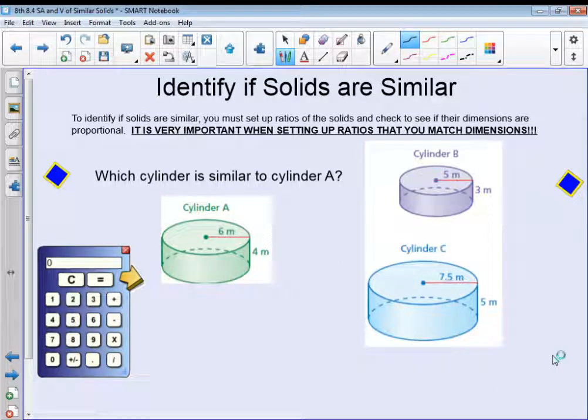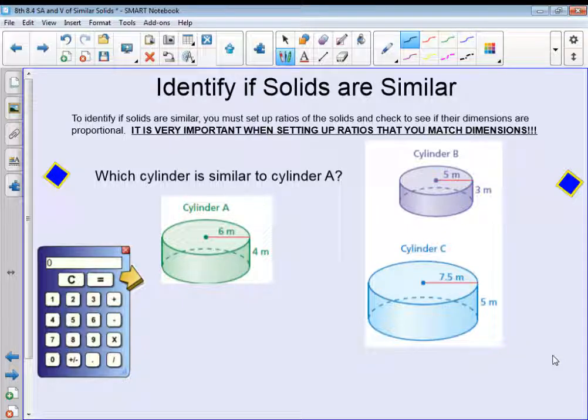Okay, so now you guys are going to be working with finding or identifying whether or not solids are similar. To identify if a solid is similar, you must set up ratios of the solids and check to see if their dimensions are proportional. So we're going to have to do a review skill of something that you guys worked with back in 7th grade.